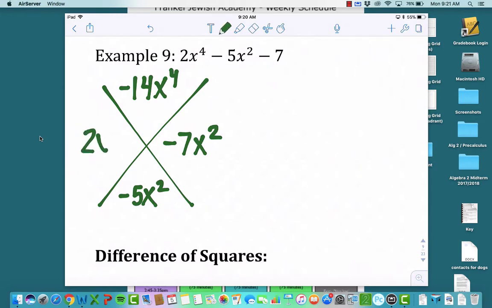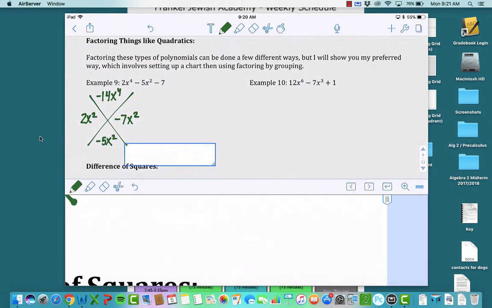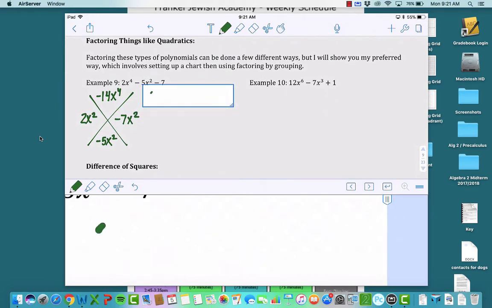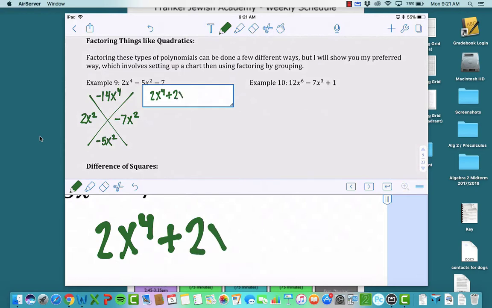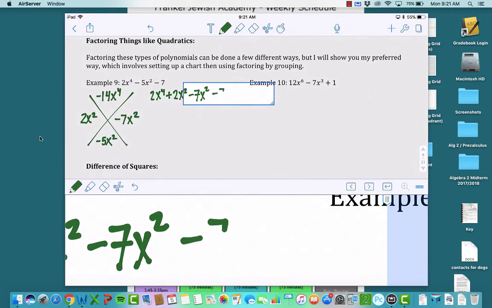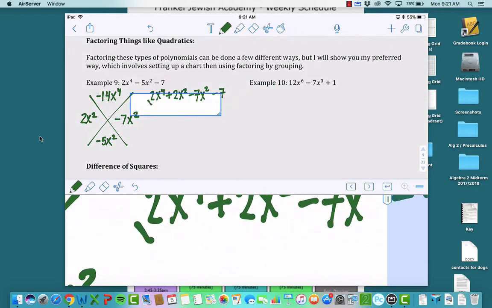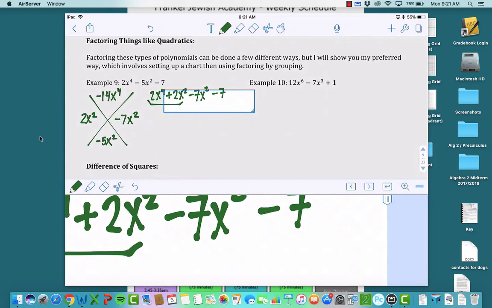2x squared, you would be correct. So we take those, and we get 2x to the 4th plus 2x squared. Remember, we replace the middle term with whatever we get, minus 7x squared, minus 7. And now I can factor by grouping, just like I did in the last set of examples.